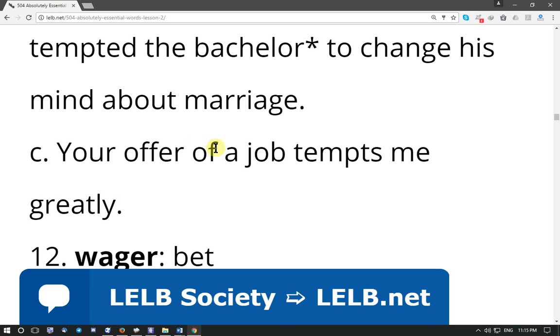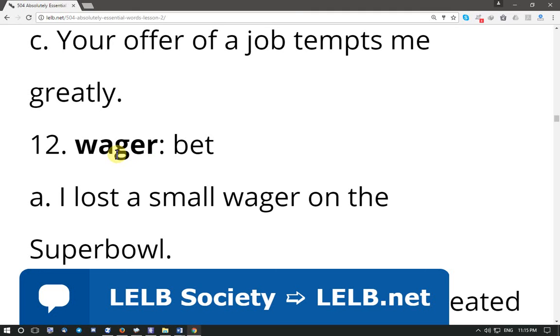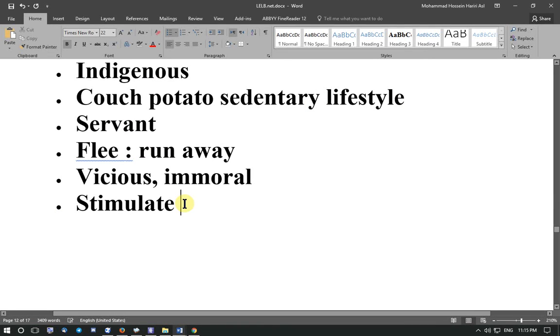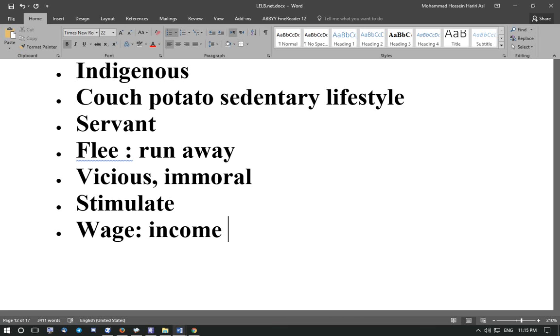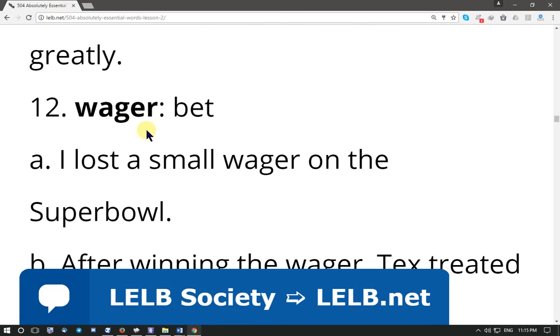And the last word is wager. Wager means bet. Do not mistake it with wage, which means income, okay, or salary, or remuneration. Okay, so wager means bet. I lost a small wager on the Superbowl. I lost a small wager or a small bet on Super Bowl.